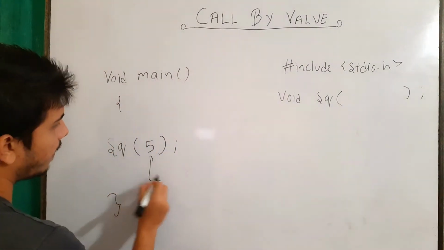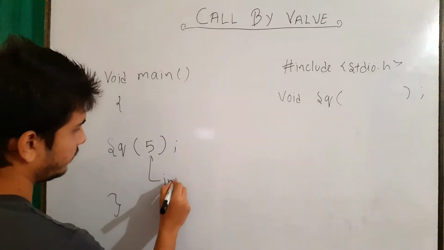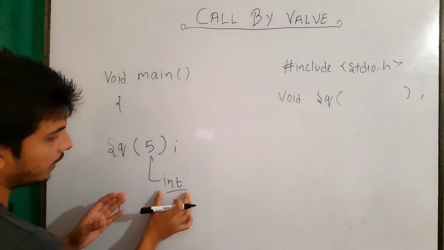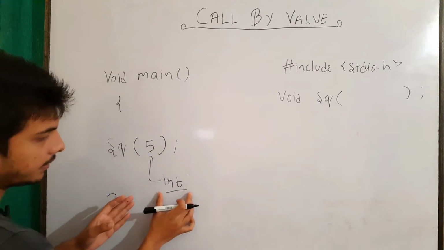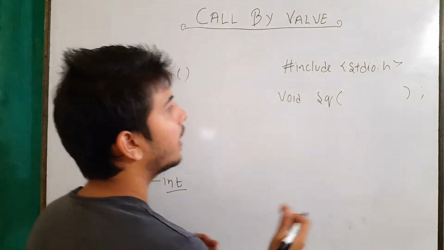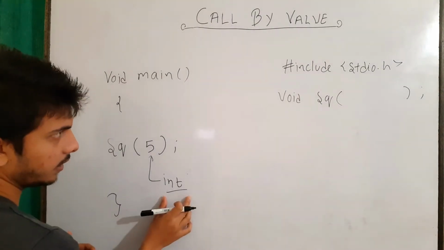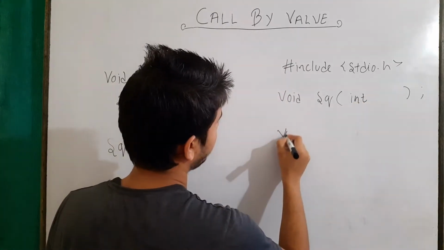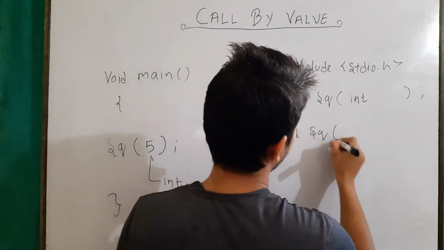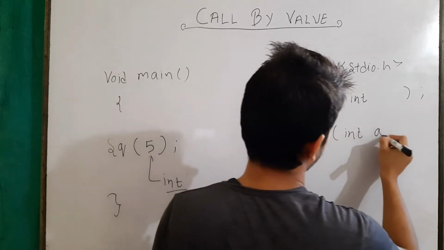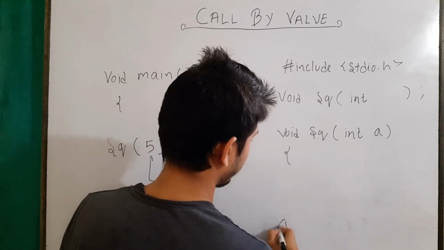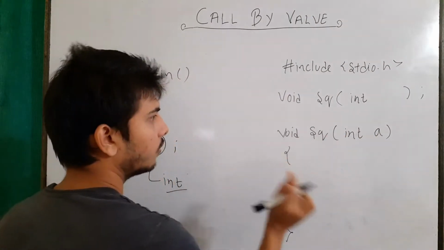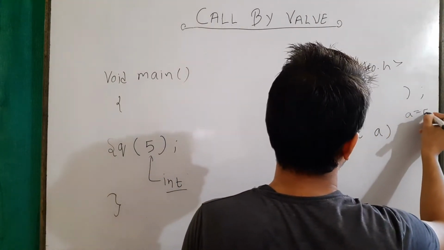So if we see here, the data type of 5 is integer, right? And our function should accept the value of data type integer, right? Since it is 5 and its data type is integer, our function must be able to accept the value of data type integer. So in its prototype we will write here int. And in its definition we will make some variable, let's say the variable is a. Now whatever I am sending from this location will be assigned to this variable. So here a will become 5 now, right?